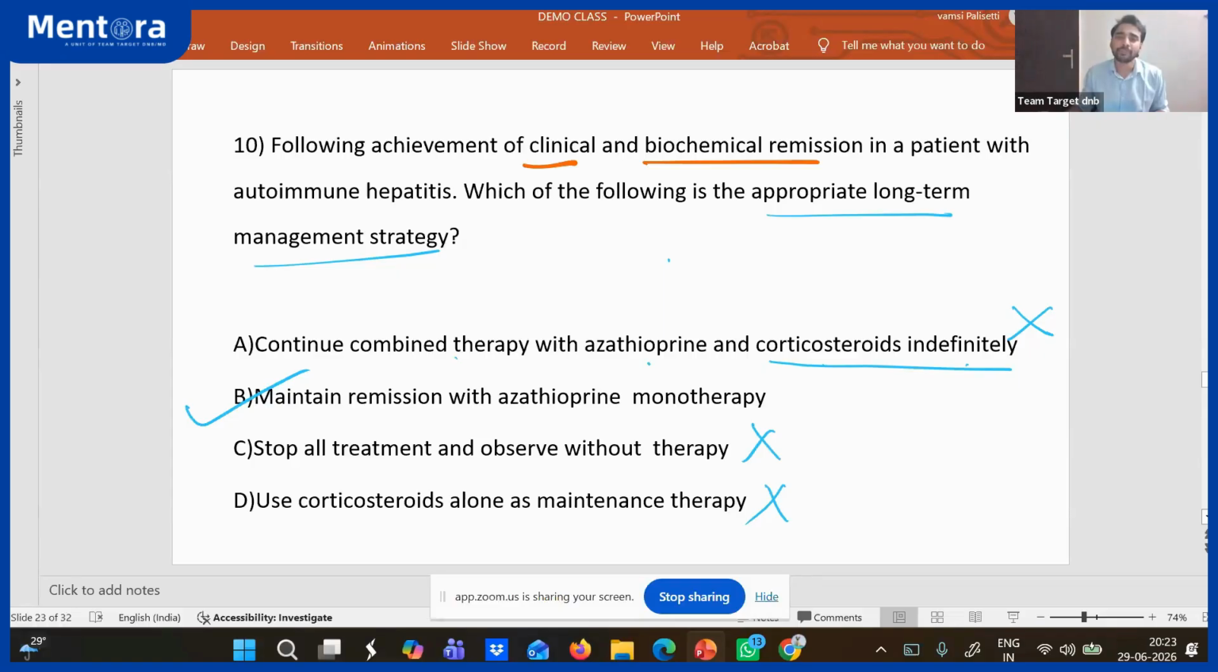Simple thing. Even though you don't know autoimmune hepatitis, don't be afraid of the questions. Just see the options and use your clinical sense. You will practice so much in your PG period. You just see the questions and we can answer. Okay, so let's discuss autoimmune hepatitis.